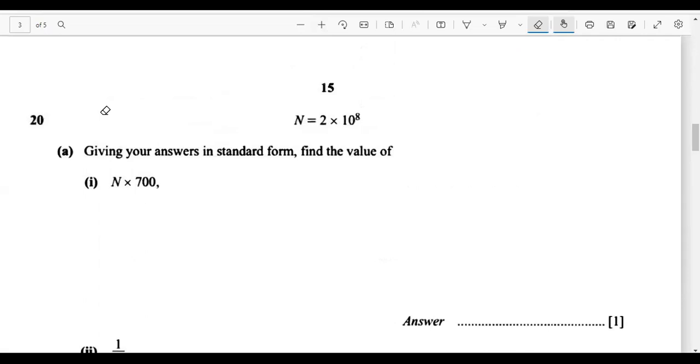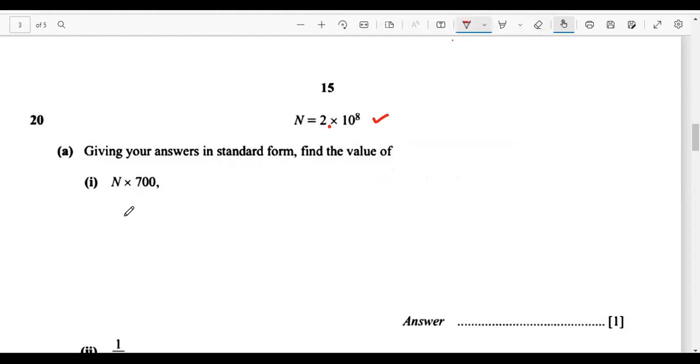Okay. This is question number 20 of some exam and n is equal to 2 multiplied by 10 power 8. Okay, this is the value of n and it is in the standard form because we can't see the decimal, but we know that if the decimal is not visible, it would be at the end of the number. Okay, so it's 2.0 multiplied by 10 power 8. It's in the standard form. The question says, giving your answers in standard form, find the value of this. Acha. So we need to find the value of this.